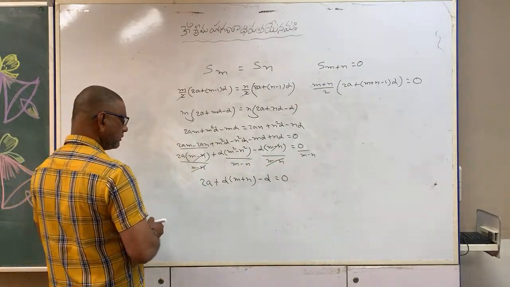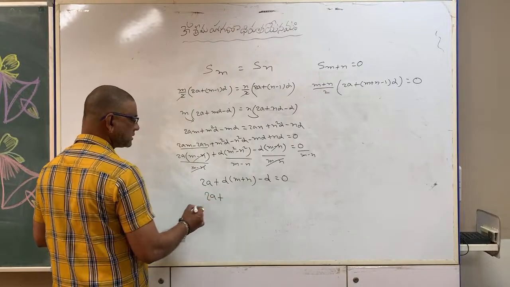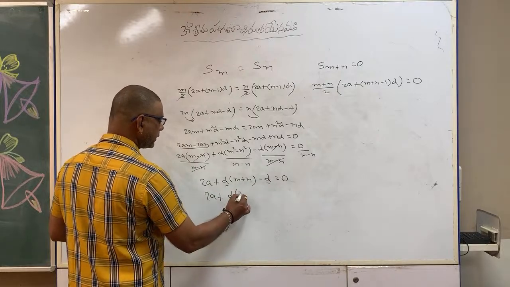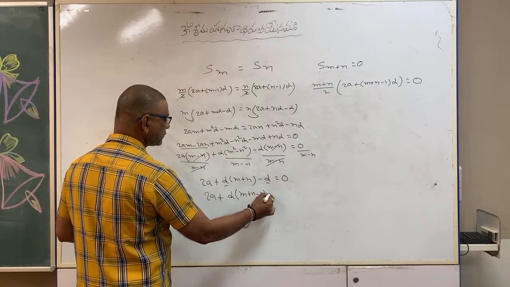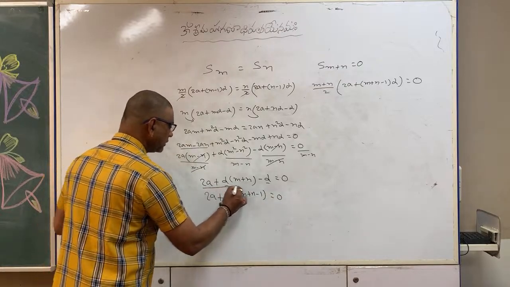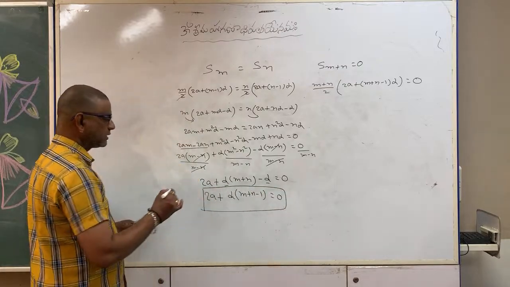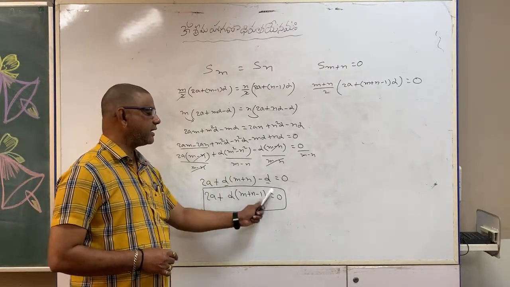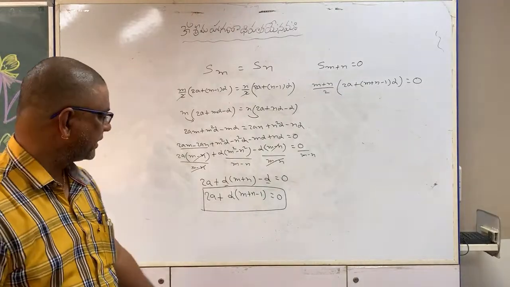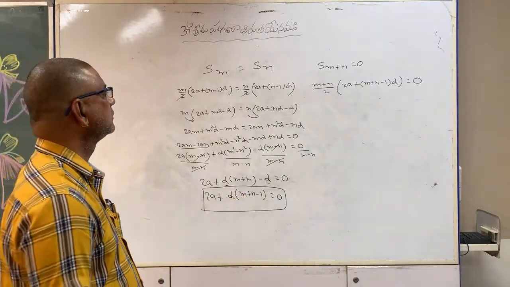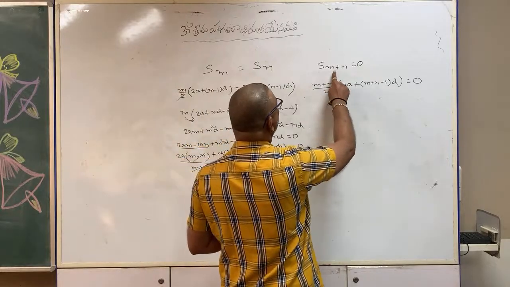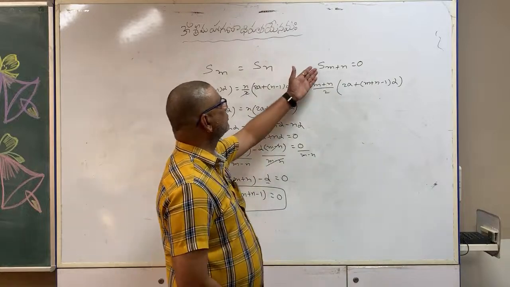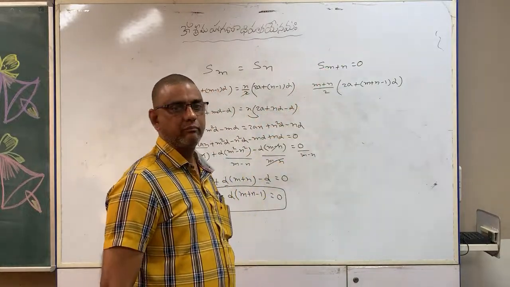Now 2a plus, here I take d common, what is remaining? m plus n minus 1 is equal to 0. This is the result we got: 2a plus d into (m plus n minus 1) is 0. Now we have to prove that S of m plus n is 0.